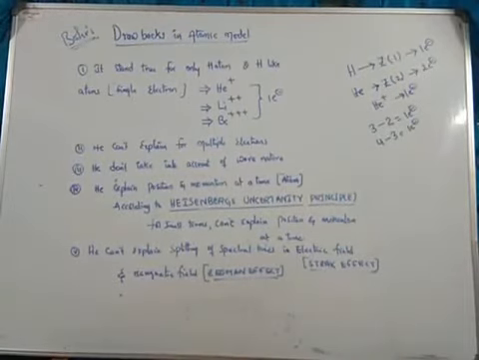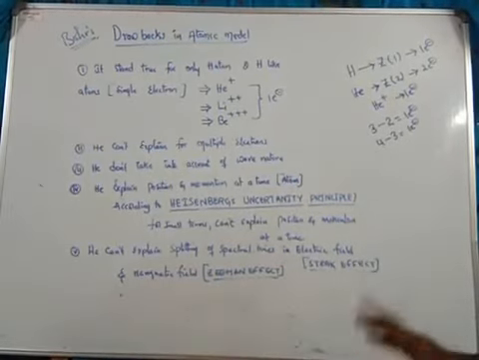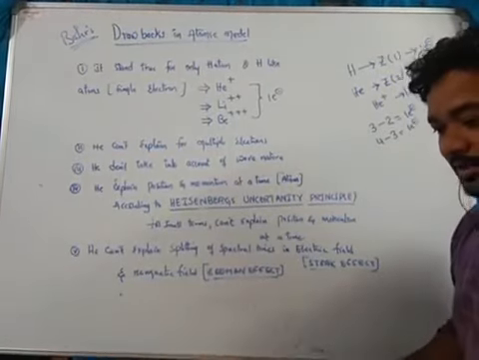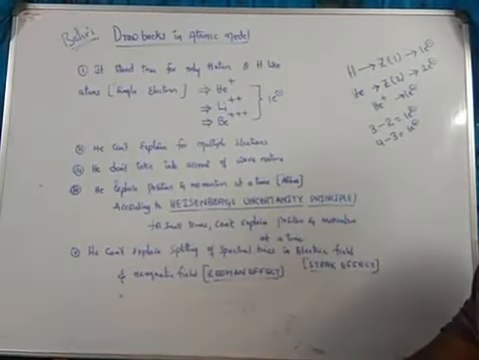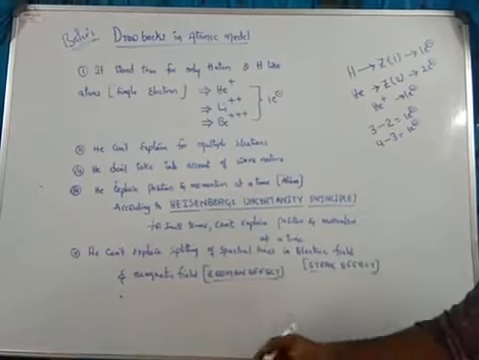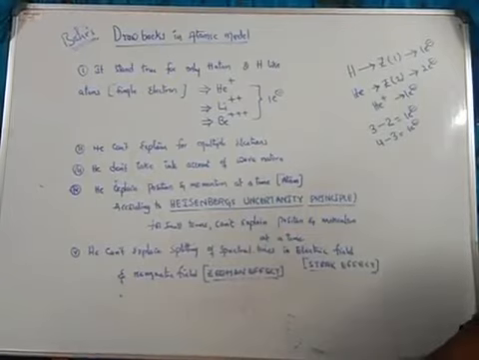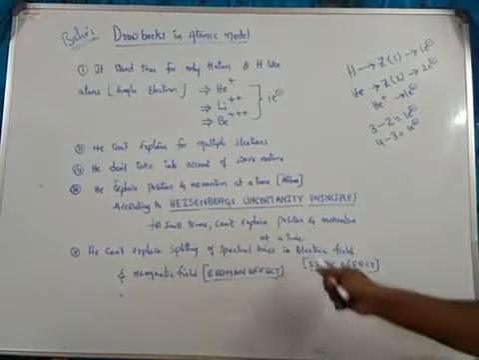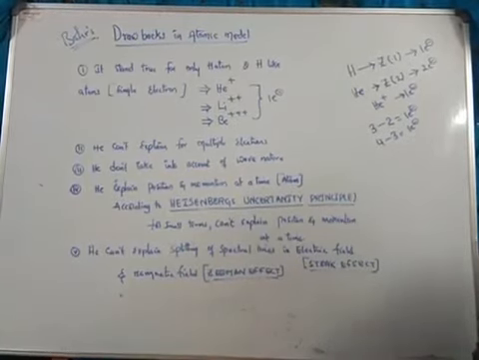And last, he cannot explain the splitting of spectral lines in electric field and magnetic field. Already we know that every signal is an electromagnetic wave. Electromagnetic waves have both electric field and magnetic field. Already we studied electromagnetic waves. Both are perpendicular to each other. So he cannot explain the concept of electric field lines and magnetic field lines. Splitting in an electric field is called the Stark effect, and in a magnetic field it is called the Zeeman effect. And these are the drawbacks.